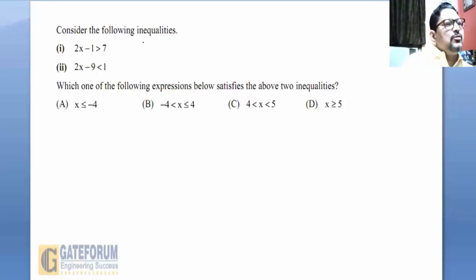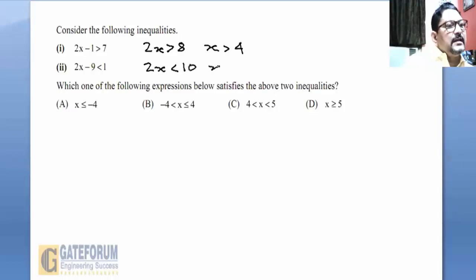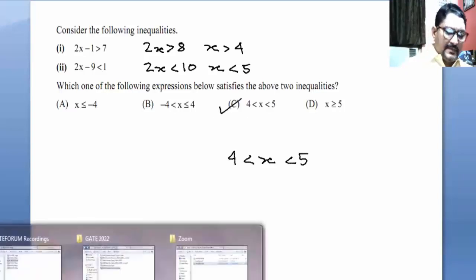From the first one, I hope we all can understand that 2x is greater than 8 and hence x is greater than 4. And from the second one, I am sure we can equally understand that 2x is less than 10 and hence x is less than 5. So we would say that x must be less than 5 but greater than 4, and hence we will say this is the right option. Simple problem.